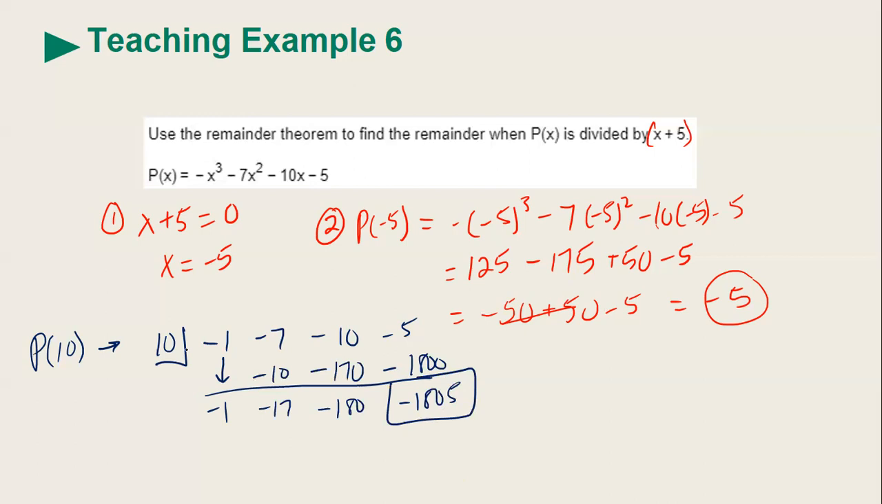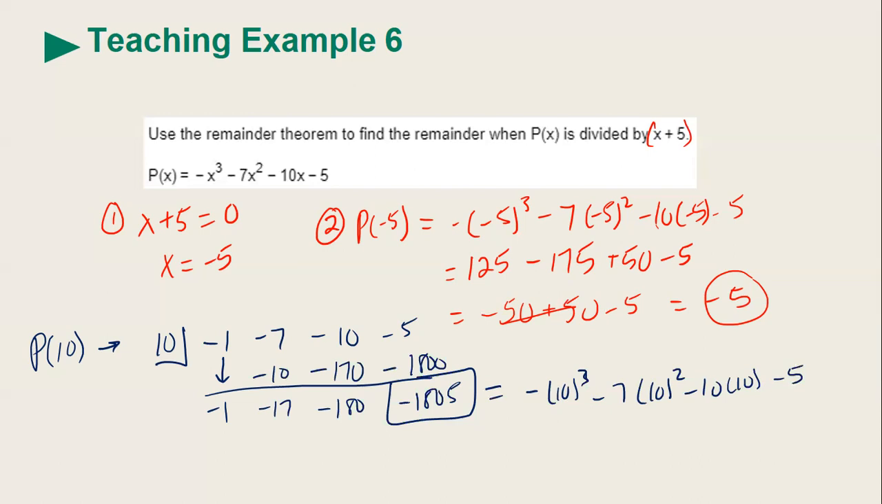So instead of you having to do negative 10 cubed minus 7 times 10 squared minus 10 times 10 minus 5, you can also do substitution with synthetic. Does that make sense? If not, this is saying this equals -10 to the third minus 7 times 10 squared minus 10 times 10 minus 5. And you're going to get the same result.